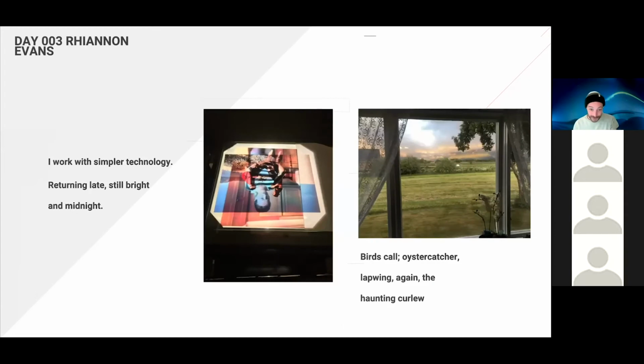So I like this. I work with simpler technology, turning late, still bright at midnight. That's Rihanna. Oh, sorry. Bird's call, oyster catcher, lapwing again, the haunting curlew. So she worked with things like acetates, pictures, sounds. And what was really interesting after this was that it stopped our focus on technology, particularly the technologists in the group. And we started to return to what we had.